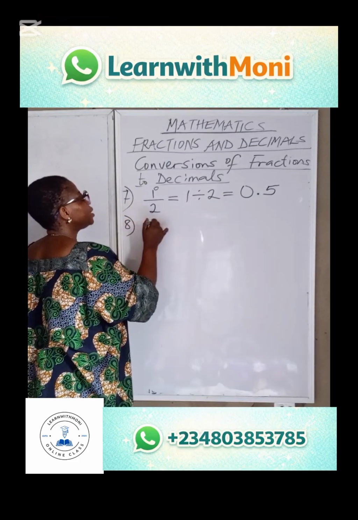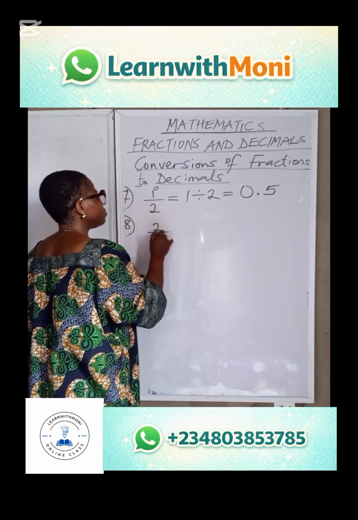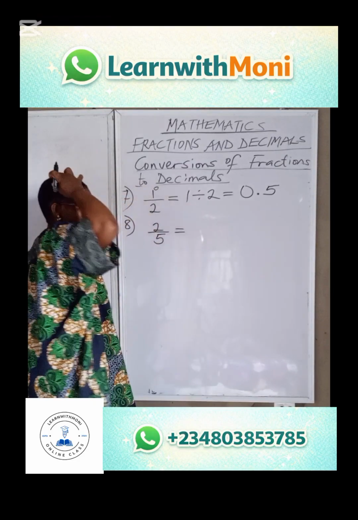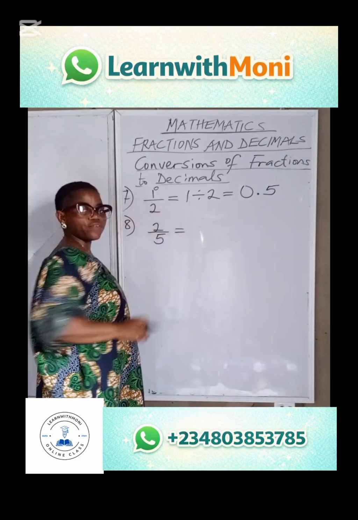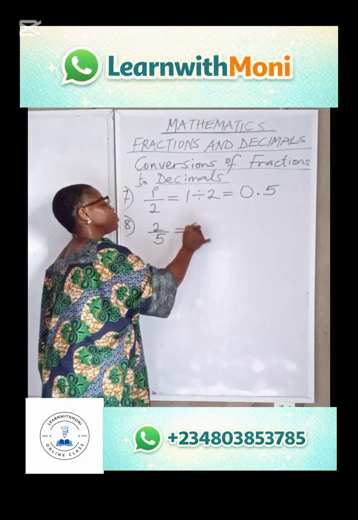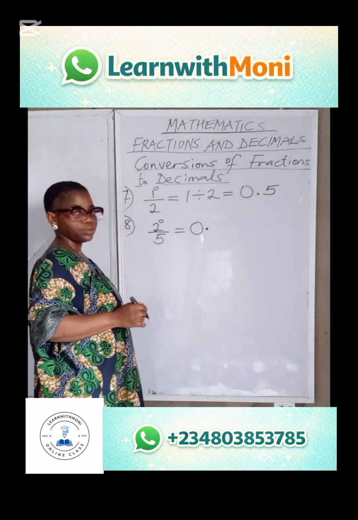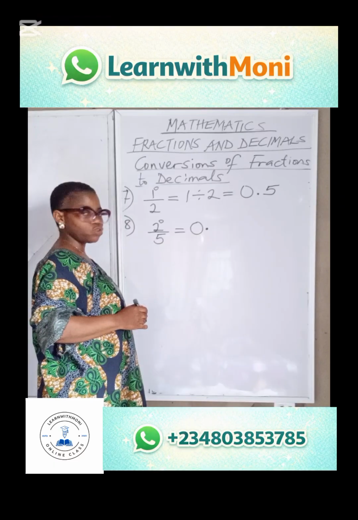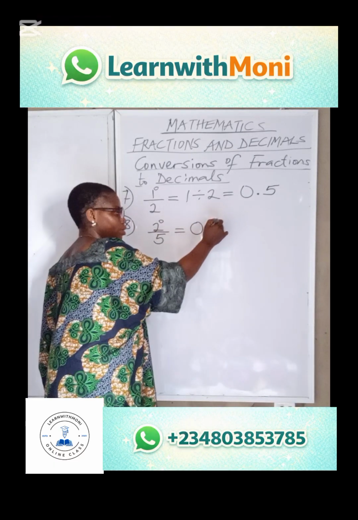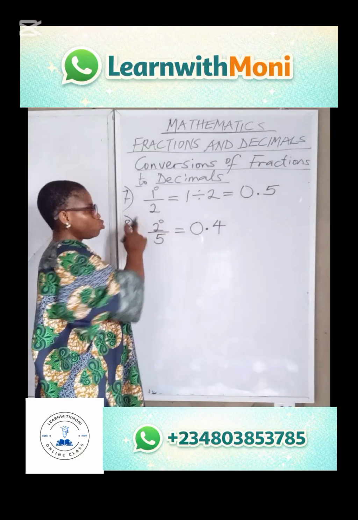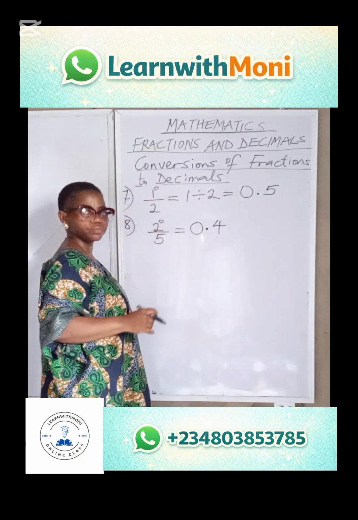Let's look at when I have a situation like 2 divided by 5. How many 5 can we get from 2? We cannot get any. So I'll put 0 point and put an invisible 0 behind that 2. Now it is no more 2, it is now 20. 20 divided by 5 is 4. So that means 2/5 is equals to 0.4.